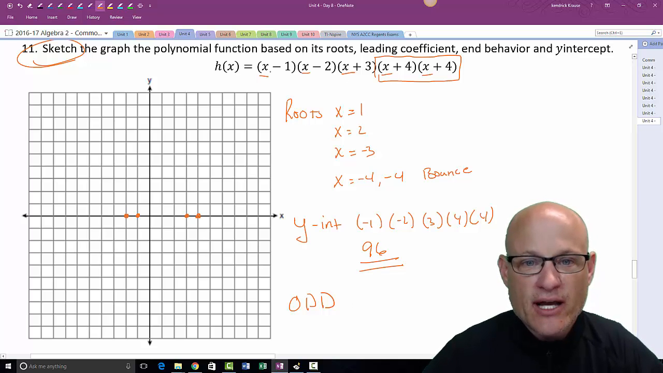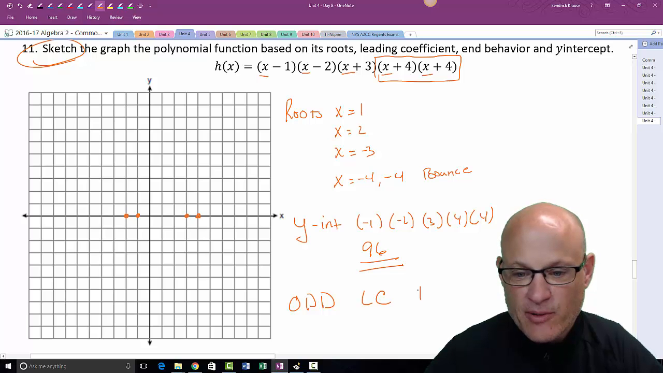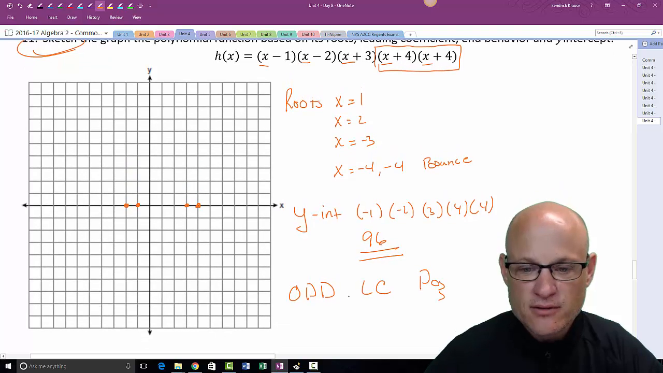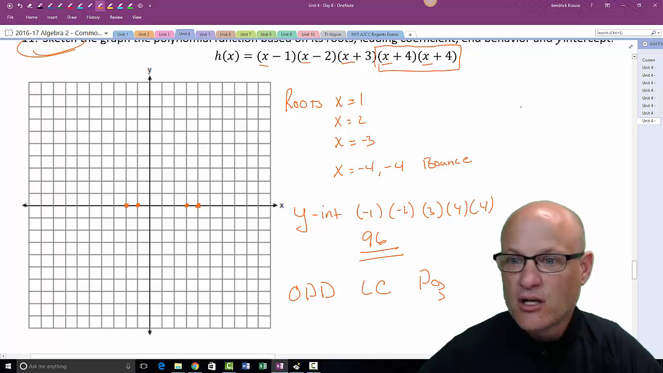Now, what is the leading coefficient? X times X times X times X. The leading coefficient is positive. So leading coefficient is positive. That means that it's going to look like, hopefully I can show you, I can do it over here, this.